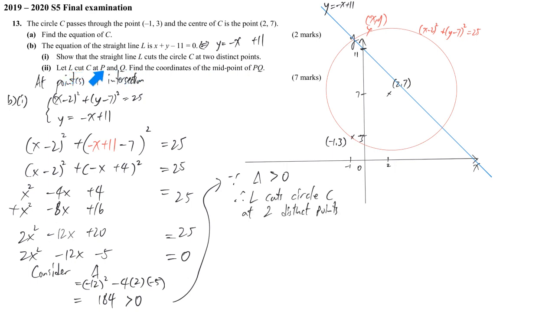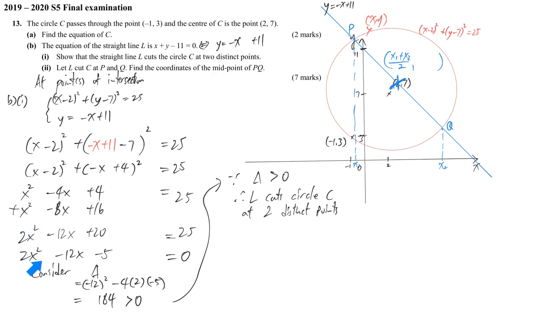In part B2, L cuts C at point P and Q. Point P may be here, point Q is here, or swap the position. It's not important. What we care about is the midpoint of PQ. That means the middle point here. But how can you find out the midpoint here? It's not necessary to know the exact position of P and Q. It's because one of the roots may be called x1, and then another root we may call x2. What we concern is the average between these two. That means the x coordinate of midpoint is (x1 plus x2) divided by 2.